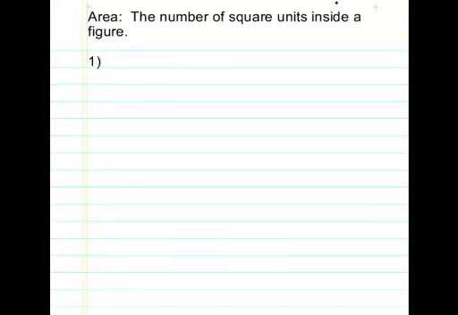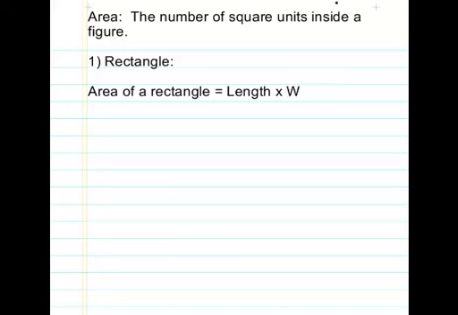The 4 figures that we looked at yesterday, one was a rectangle. We found yesterday that by just counting the number of square units inside the rectangle, we could find its area. But there was a shorter way of doing it, and that shorter way was using a formula. The formula said that the area of a rectangle was equal to its length times its width. Or some students said that the area of the rectangle was equal to its base times its height. Both would be perfectly fine formulas to use in this class.